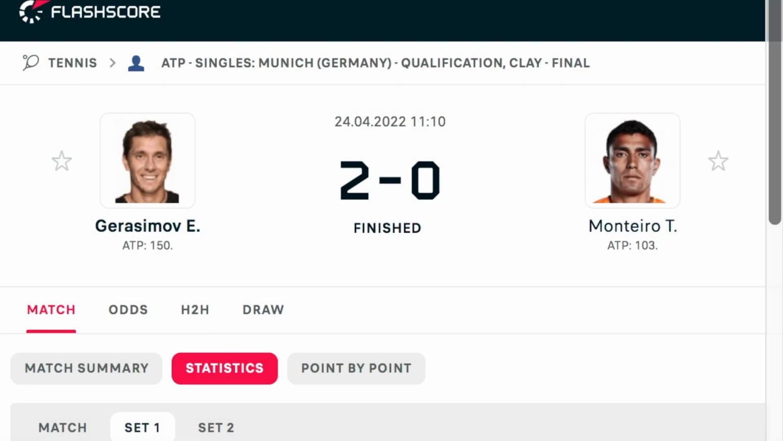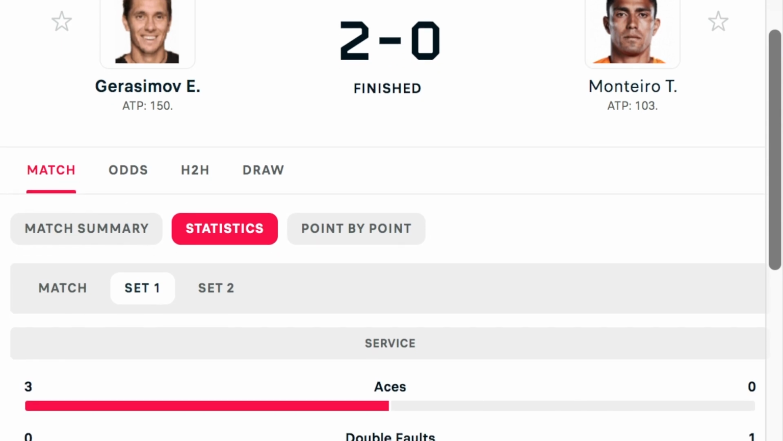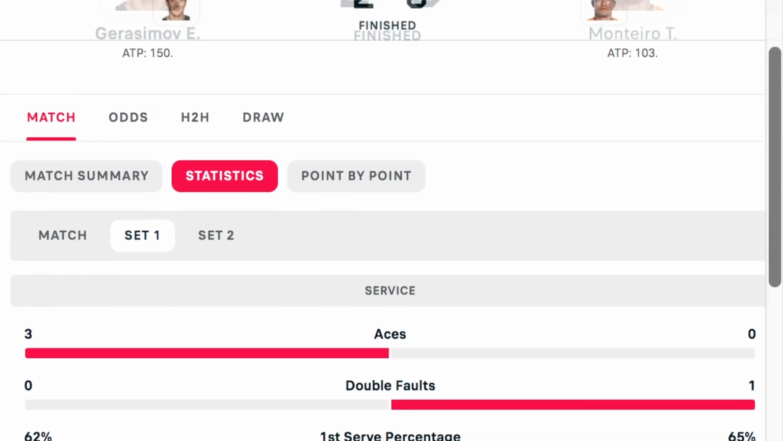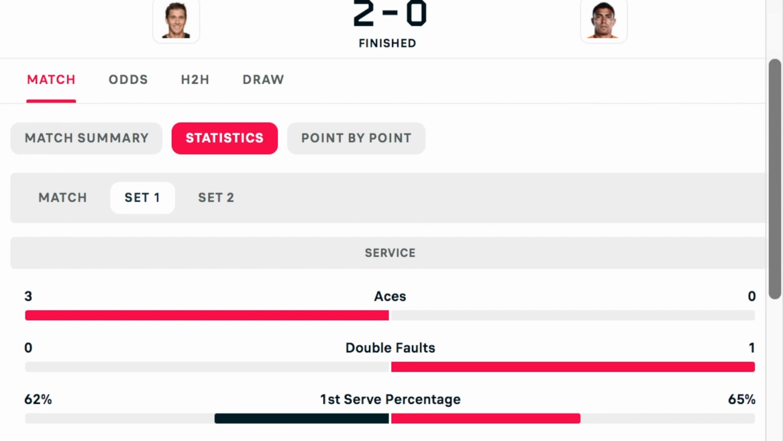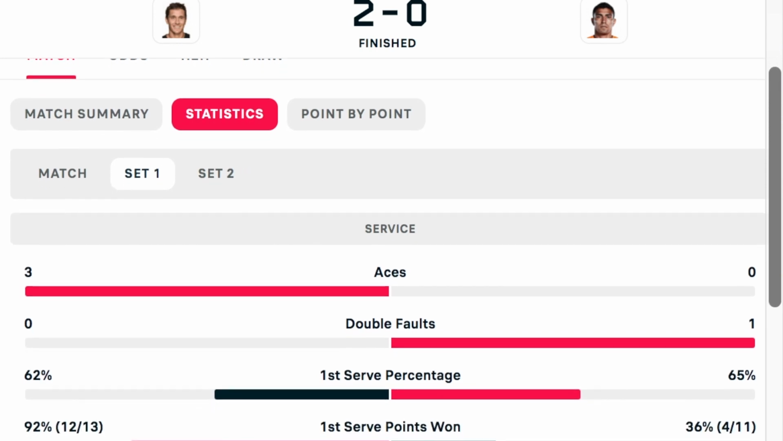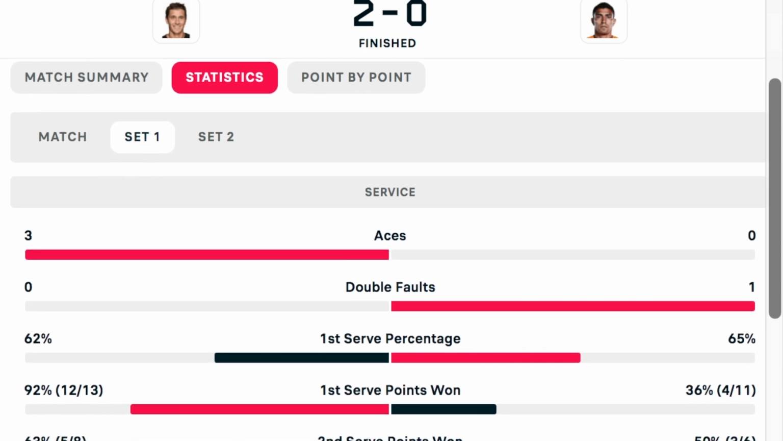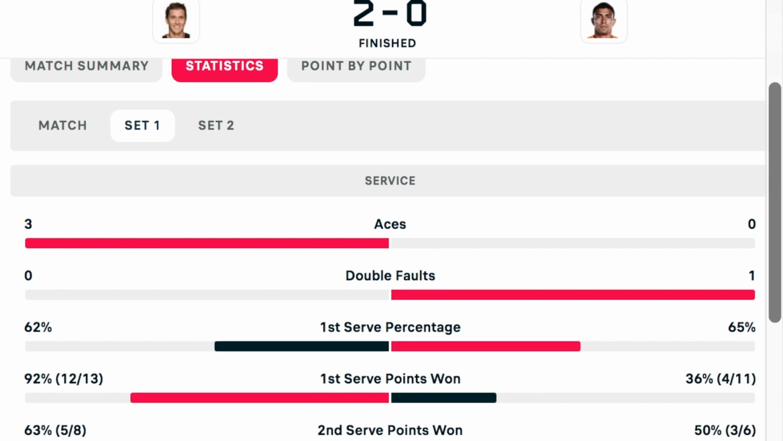So aces are nice to know, but unless there are an extraordinary amount in the first set, then this is not overly useful to us. Now 3 aces by Gerasimov is by no means significant here, nor is the fact that Montero had none. Now it is often a good indicator of who is serving on form, but really only if the numbers are out of the norm. Double faults, again, unless extraordinary for a first set, still does not give us that much of a picture. Now here, Gerasimov had none, with Montero having 1, so not much in it at all.